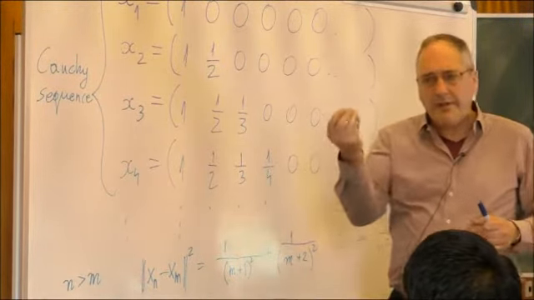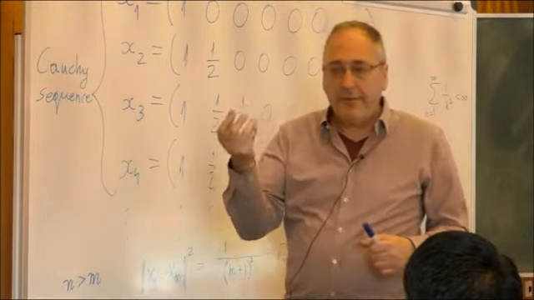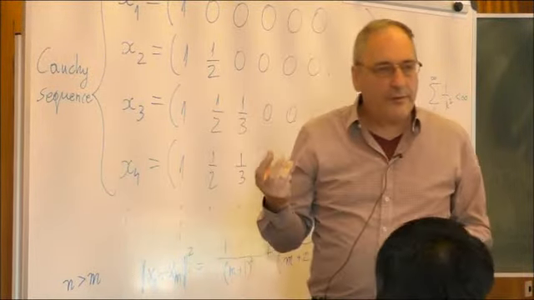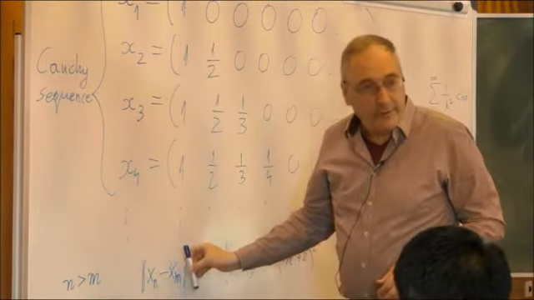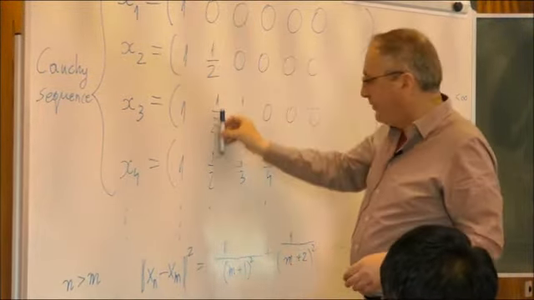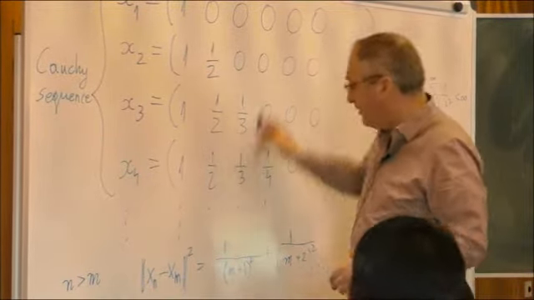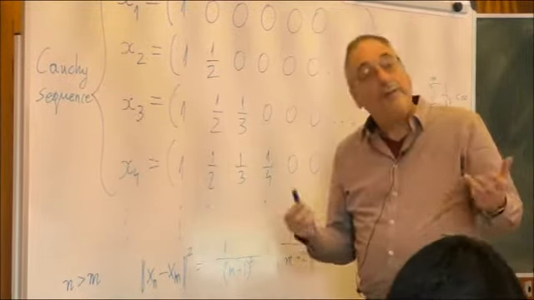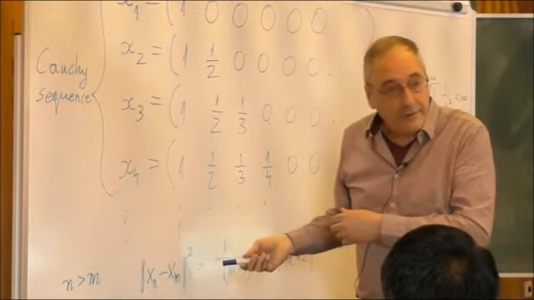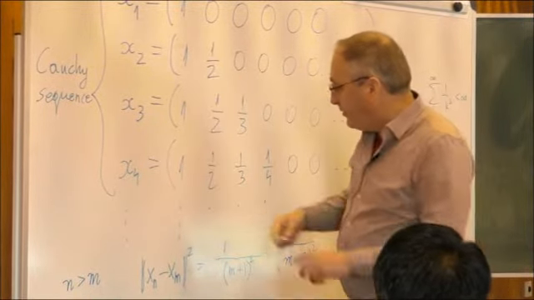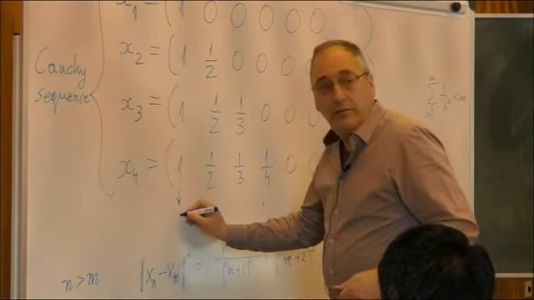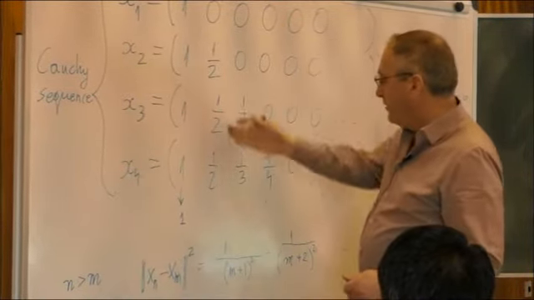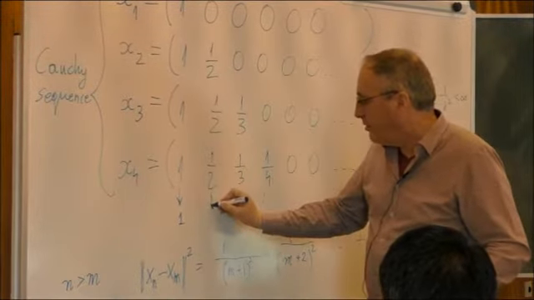I mean, extracting a certain component of a sequence is a continuous operation, so that if I extract the first component, it must converge to the first component of the limit. The second component must converge to the second component of the limit, the third to the third, and so on. So let's see what would be the limit if it is convergent. So the limit of the first component would be how much? 1. The limit of the second component would be 1/2.